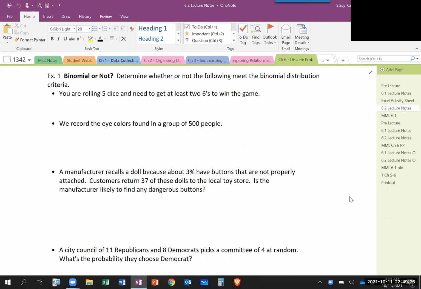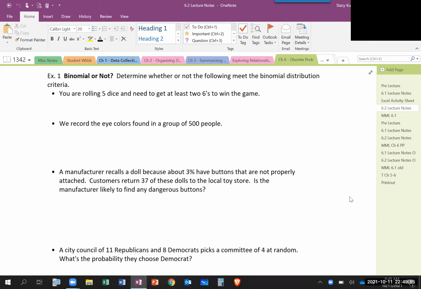Yes, they are. The dolls are independent of each other, right? The likelihood that one doll has a button missing should be independent of whether or not another doll is defective. Are there two outcomes? What are they? Right, defective or not. Two outcomes.